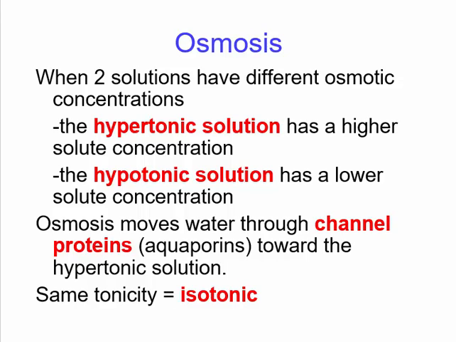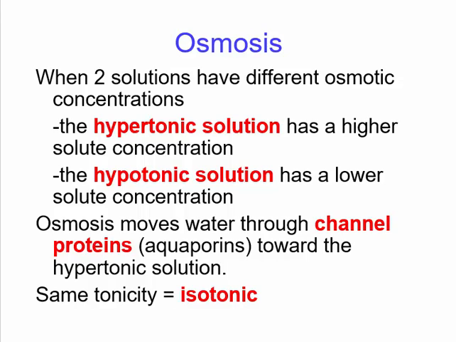Some terms that are important when we talk about osmosis are hypertonic and hypotonic. So think hyper is above, and so this is a solution that has a high solute concentration. So think salty, like the ocean. Well, these are relative terms. So the ocean is hypertonic relative to the water in, say, a river, a freshwater stream.